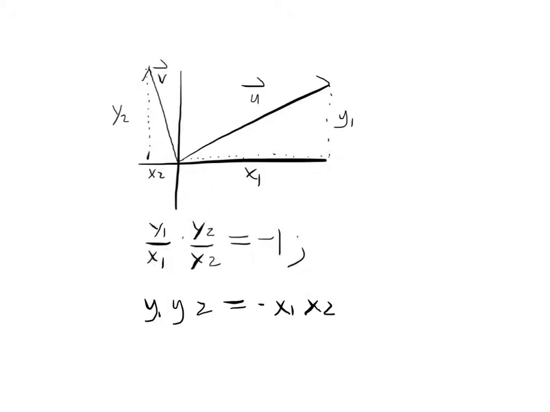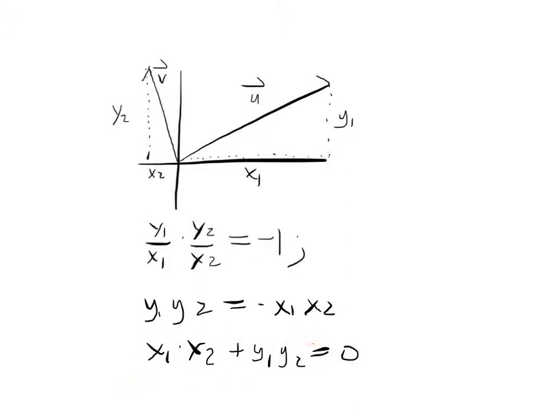Go ahead and then set one side equal to 0. You can get x1 x2 plus y1 y2 equals 0. So if this product, taking the components from the component form of the vectors, x1 x2 plus y1 y2, equals 0, then my vectors will be perpendicular.